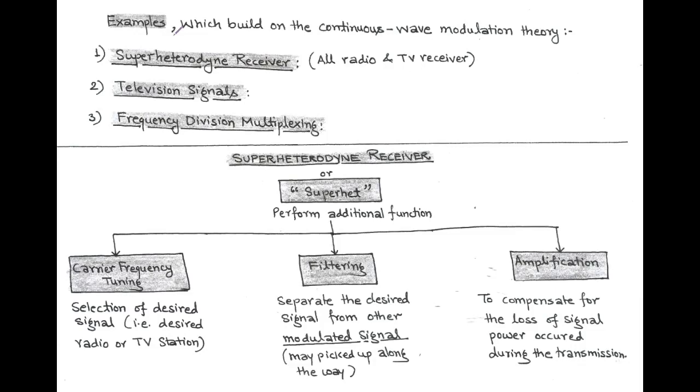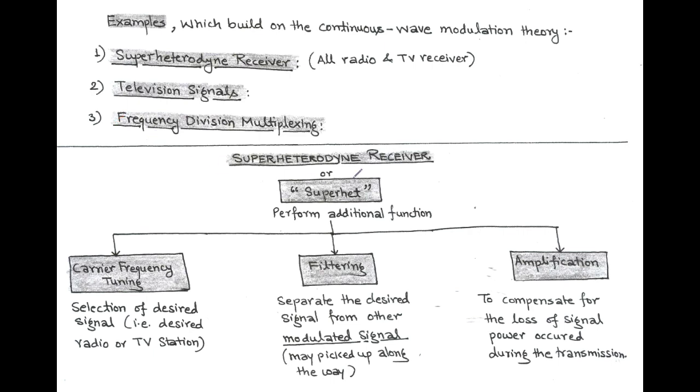Hello friends, now we are going to discuss examples of continuous wave modulation theory, that is amplitude modulation. First we discuss superheterodyne receiver, that is used in all radio and TV receivers. Then we discuss TV signals, and at last we discuss frequency division multiplexing.